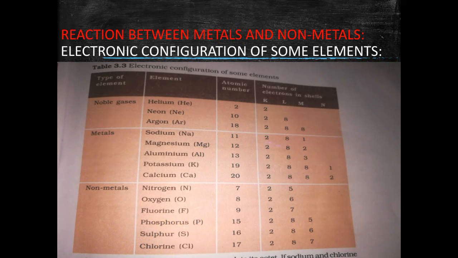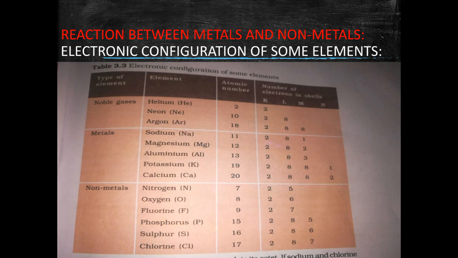Here in the slide, as you can see, the atomic number and number of electrons in shells of some elements. In case of noble gases, the outermost shell is complete and hence they do not react with other elements. Now, look carefully at the outermost shell of metals and nonmetals. What do you notice? The outermost shell, that is valence shell, of metals has fewer electrons, that is 1, 2 or 3 electrons, whereas nonmetals have more than 4 electrons in their outermost shell.